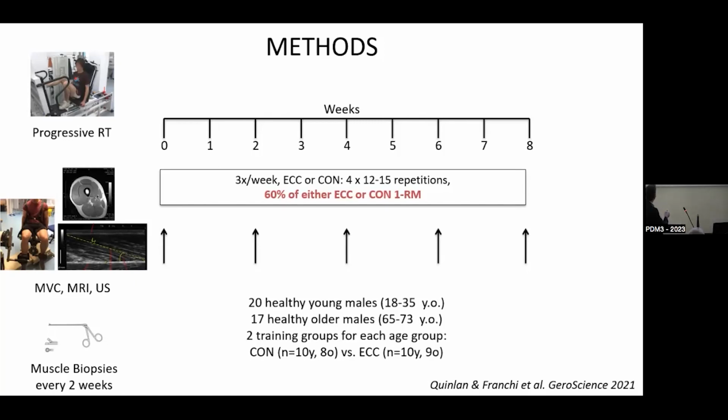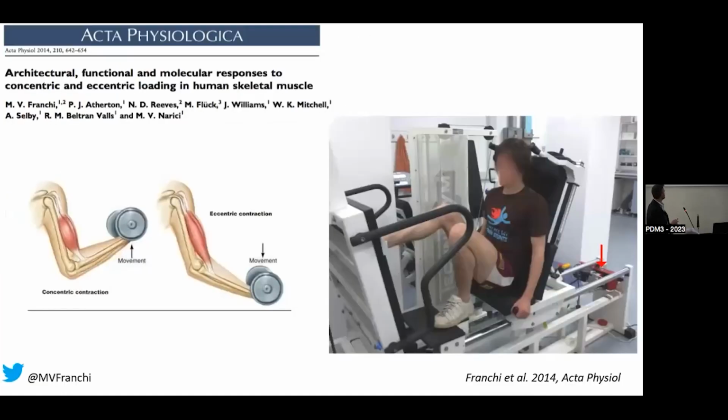We did progressive resistance training for 8 weeks, 3 times a week, with the 2 groups, eccentric or concentric, and 2 age groups, so elderly and younger people. We acquired magnetic resonance imaging, maximum voluntary contraction isometrically, and ultrasound for muscular architecture. And we performed this training at 60% of either eccentric or concentric repetition maximum.